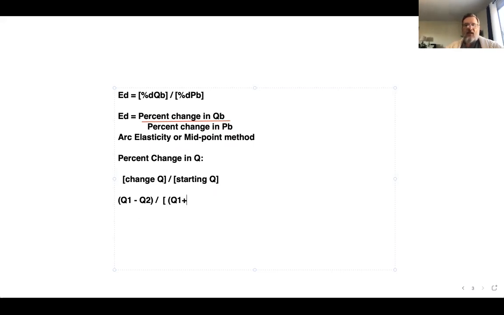And so you calculate that as Q1 plus Q2 divided by 2. It's just the simple average. And that's what you use as the base in your denominator. And you would do the exact same thing for the percentage change in price, obviously just using P1 and P2.